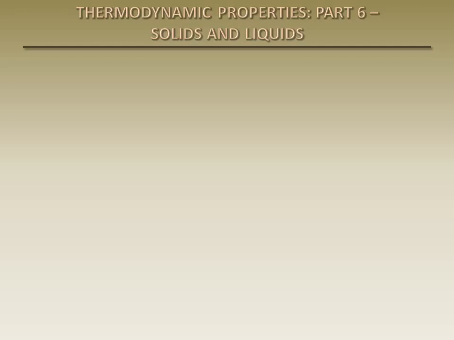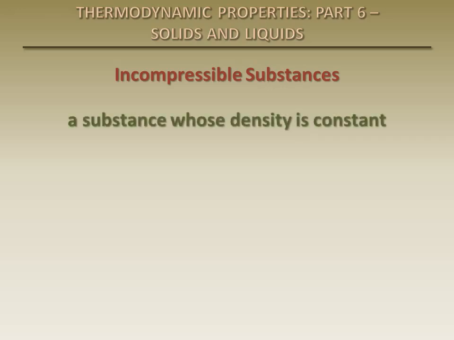We have already learned how to determine the properties of pure substances during phase change processes and those of ideal gases. In this presentation, we will learn how to calculate changes in the specific internal energy and the specific enthalpy of incompressible substances. An incompressible substance is one whose density or specific volume is constant. Liquids and solids can be approximated as incompressible substances.